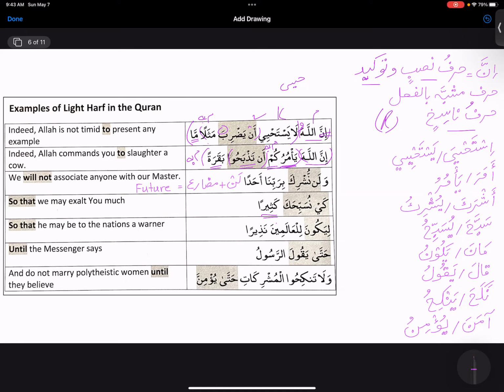Next one. Liyakuna lil alamina nazira. So what kind of li is it? Harfu nasibatul mudariya. Yakuna, not Yakunu. So this is harfu nasibatul mudariya, and then Yakuna, you're going to say fe'lun mudari'. And then lil alamina, jar majrur, and naziran is mafulun bihi. So that he may be a warner for the nations. So this is mafulun bihi.